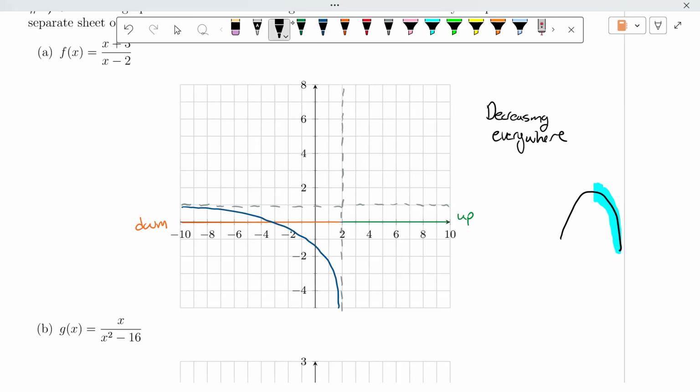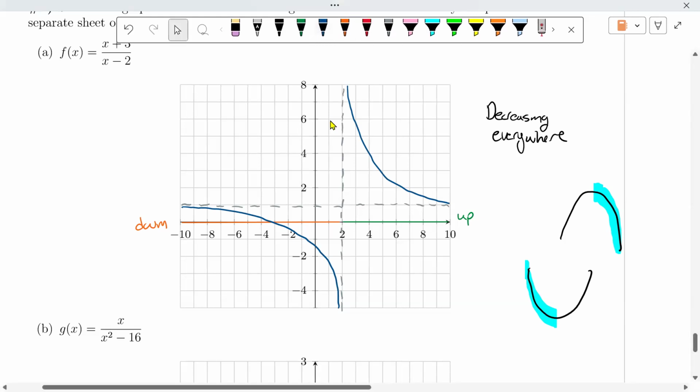And here I need concave up and decreasing, right? So that's going to have this shape here. And yeah, that's roughly what it looks like. This isn't exactly precise, but you can now sort of see what these shapes look like.